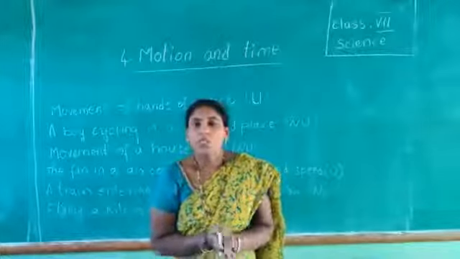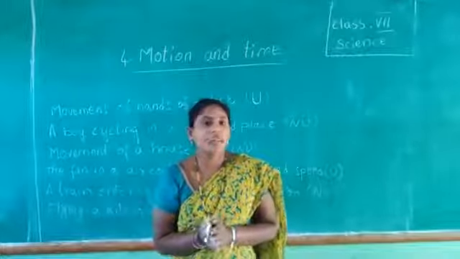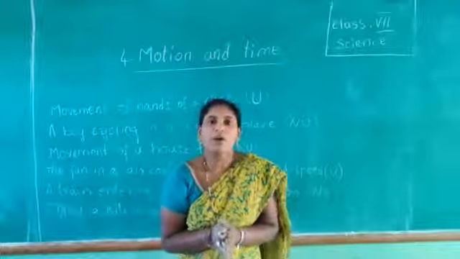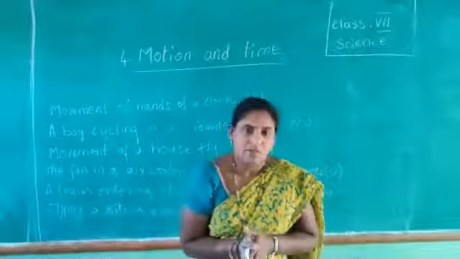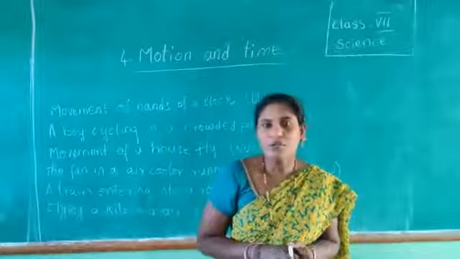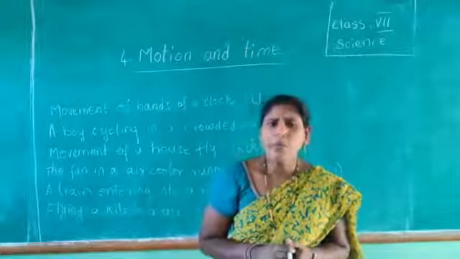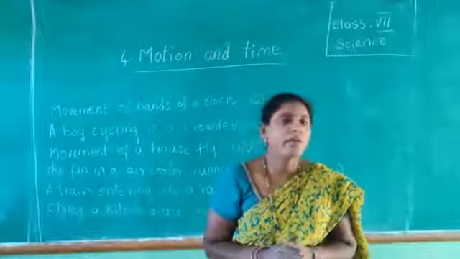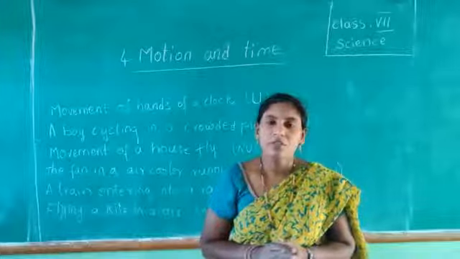Now, till now in the previous classes we have discussed uniform motion and non-uniform motion. Isn't it, children? Yes. So we have discussed uniform motion and non-uniform motion. What do you mean by uniform motion? Are you able to remember, children? What do you mean by uniform motion?